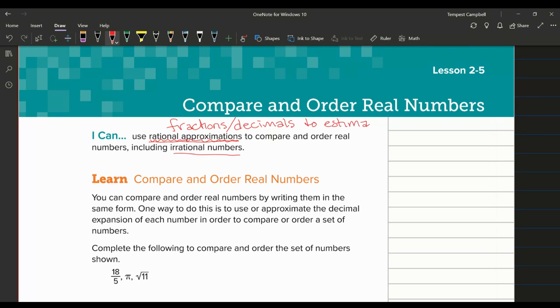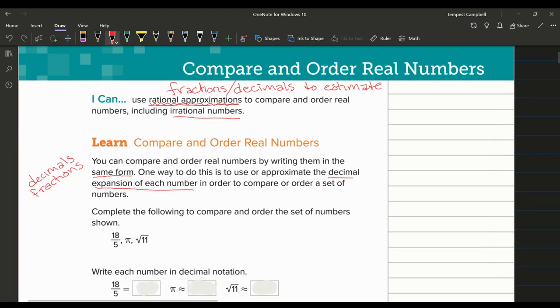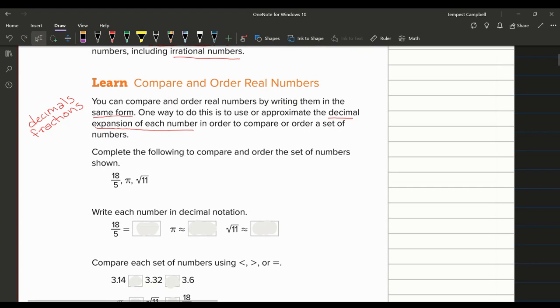So let's look at this. You can compare and order real numbers by writing them in the same form, meaning as all decimals or as all fractions. One way to do this is to use or approximate the decimal expansion of each number in order to compare or order a set of numbers. Complete the following to compare and order the set of numbers shown. So the idea is we're going to write each number in decimal notation.